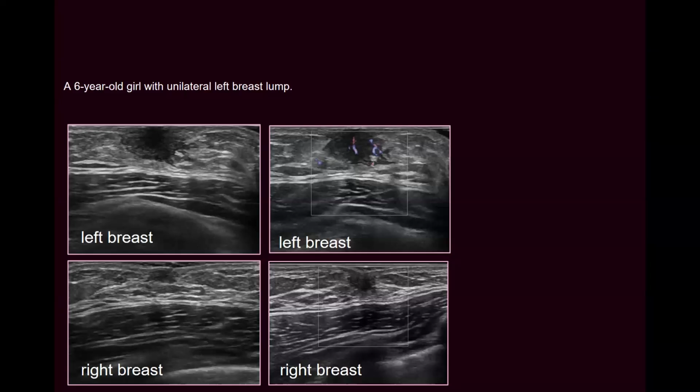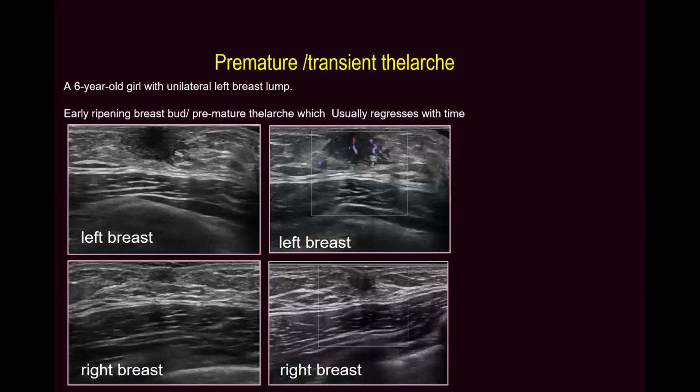This 6-year-old girl with unilateral left breast lump. It is almost Tanner grade almost 3. Yes, excellent, in the left breast. In the right breast, it's 2. But for her age, it is very early, premature. Premature, yes. Excellent. This is premature or transient thelarche. Okay, expected. What is the clinical significance here?